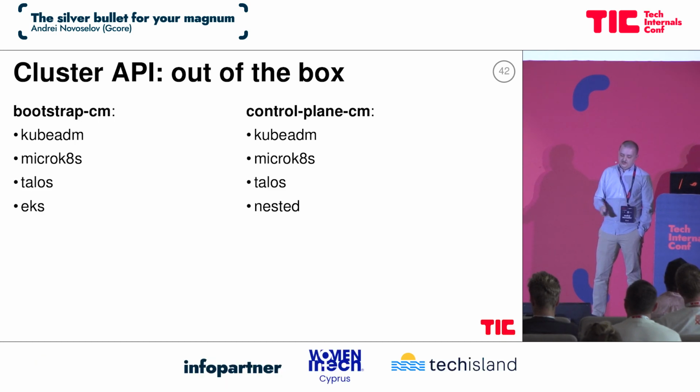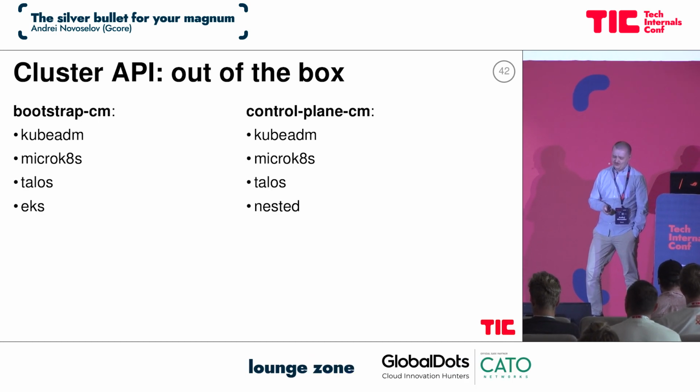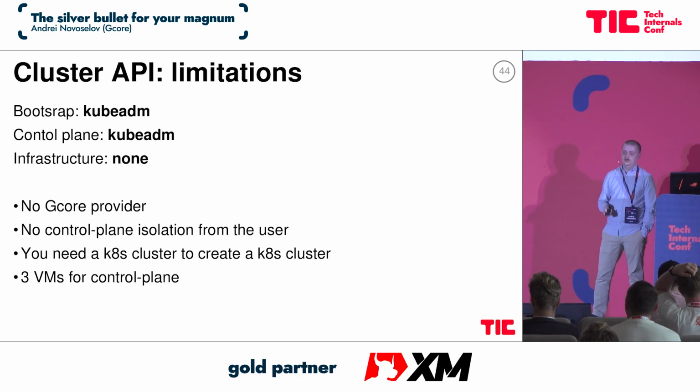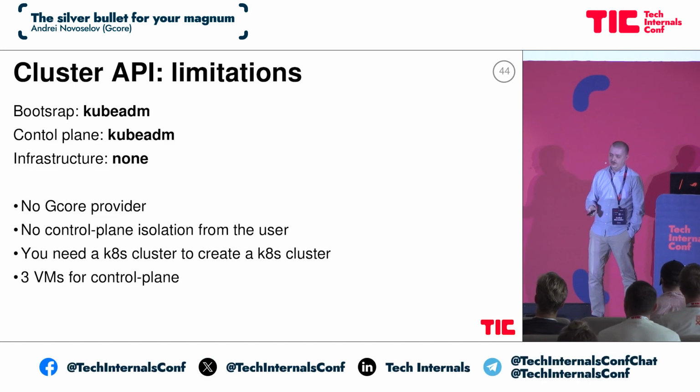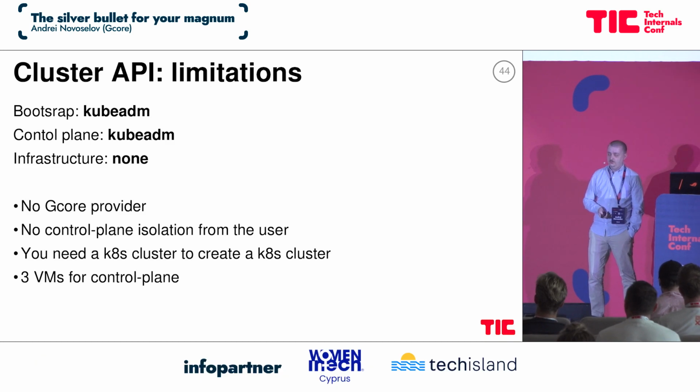And there is no control plane isolation from the user. There is no G-Core provider, I already mentioned that. And you need a Kubernetes cluster to create another Kubernetes cluster. And if you use kubeadm, you'll create 3 virtual machines for the control plane. Well, it's kind of too much for the control plane, if you ask me.